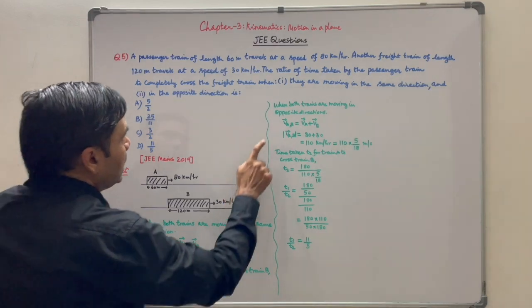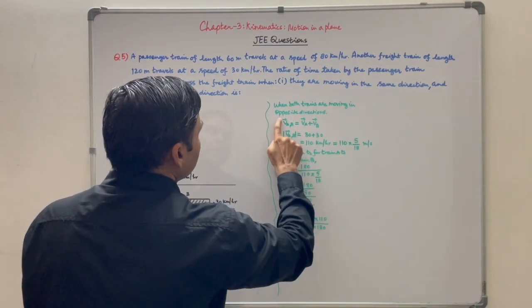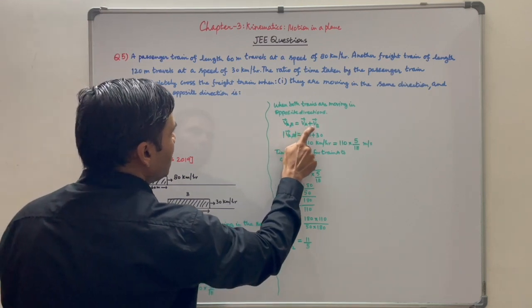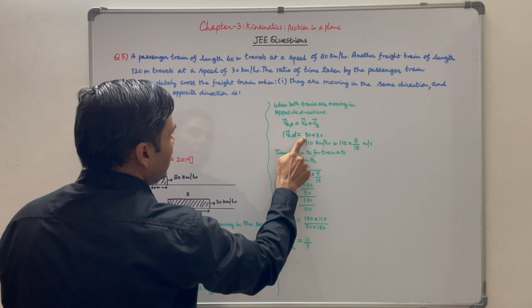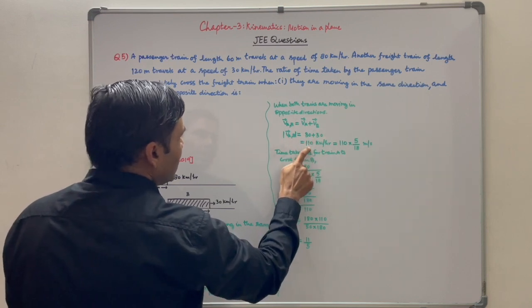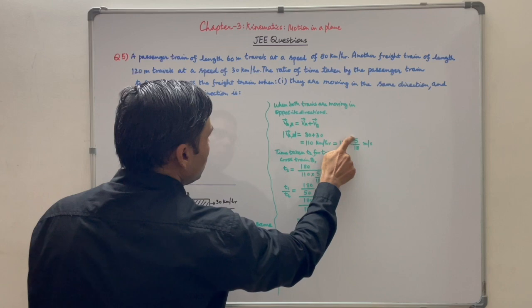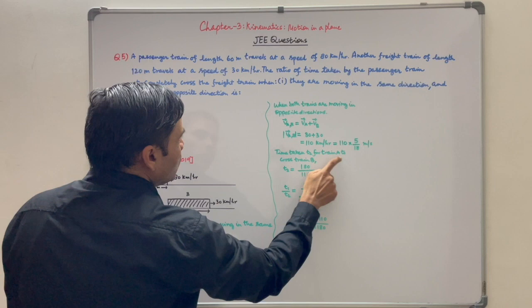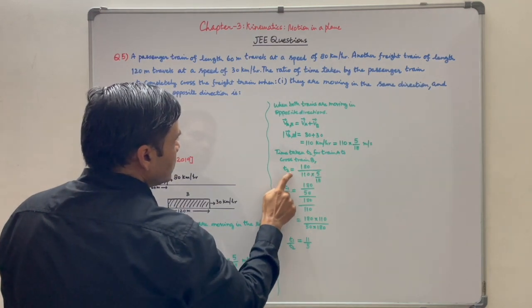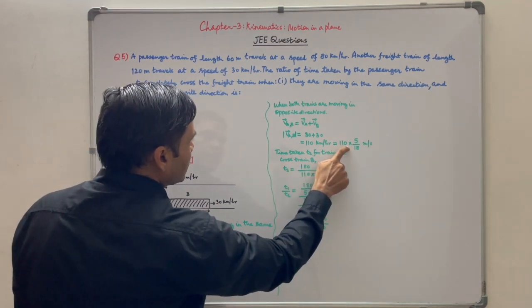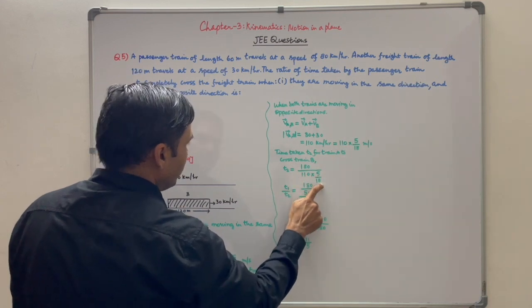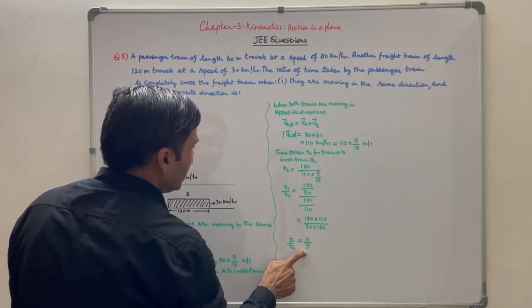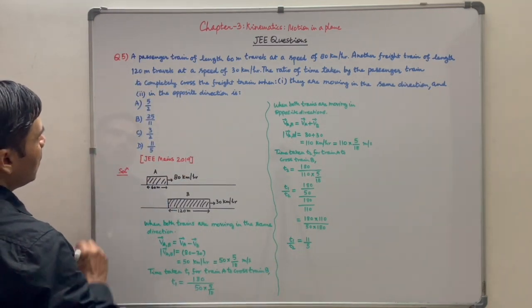that is 50 into 5 by 18. In case 2, when both trains are moving in opposite directions, velocity of A with respect to B will be equal to VA plus VB. That will be equal to 80 plus 30, that is 110 km per hour, or 110 into 5 by 18 meter per second. Now time taken for train A to cross train B, in this case T2 is equal to 180 upon relative velocity, that is 110 into 5 by 18. So ratio of T1 is to T2 comes out to be 11 by 5. So the correct option is option D.